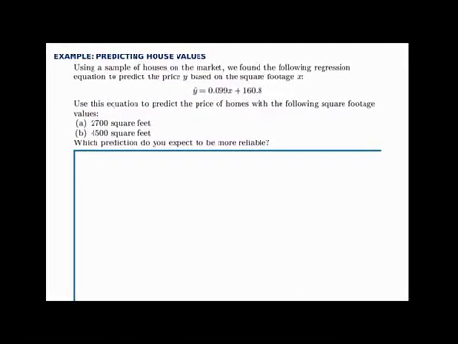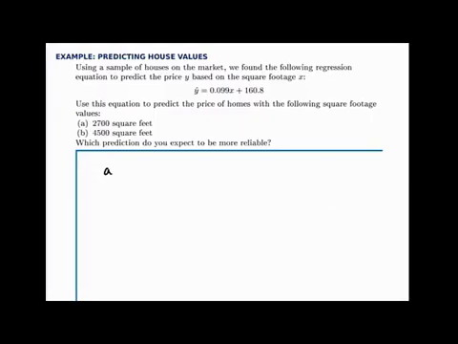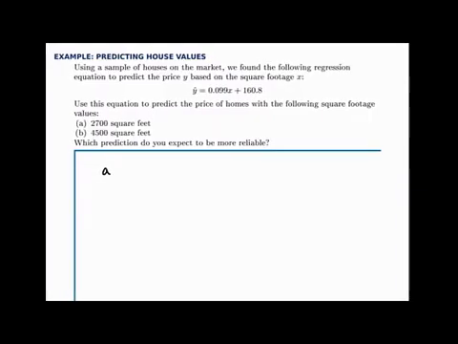Here we're given a regression equation, which we developed in a previous example, to predict the price of a house based on its square footage. So if x represents the square footage, we can predict the price in thousands of dollars. If we entered 1,000 for the square footage for x, we could calculate a value for y that would be the predicted price for houses with that square footage. And we're going to use this equation to predict the price of homes with 2 different square footage values. So all we have to do in each case is replace x with the given value for square footage.